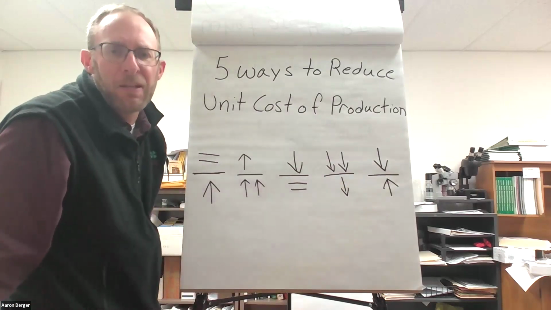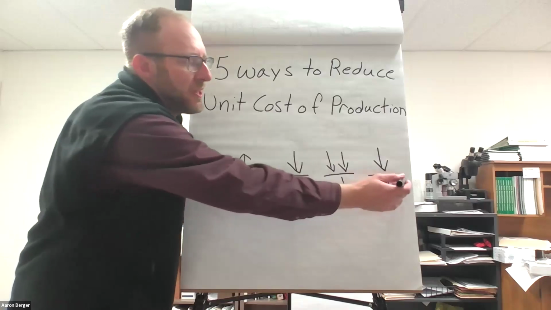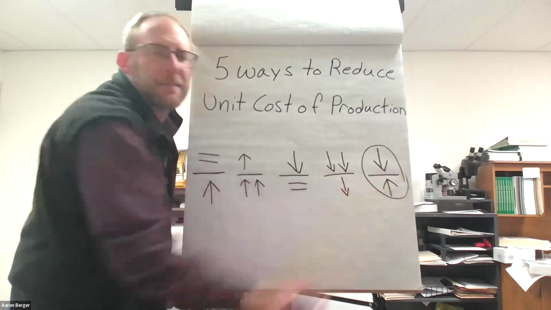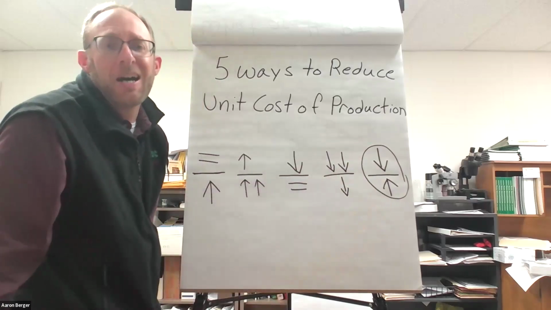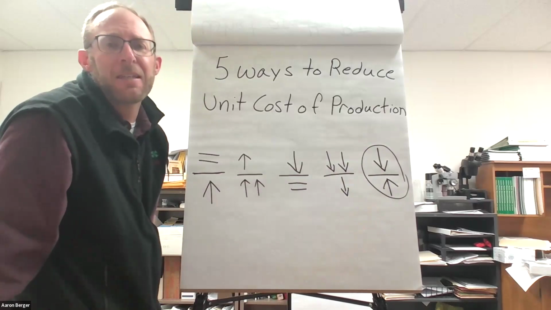So that's an example that we don't often see. If you can do this, you want to do a lot of that. If you can find ways to cut cost and increase productivity, that's a home run every time.